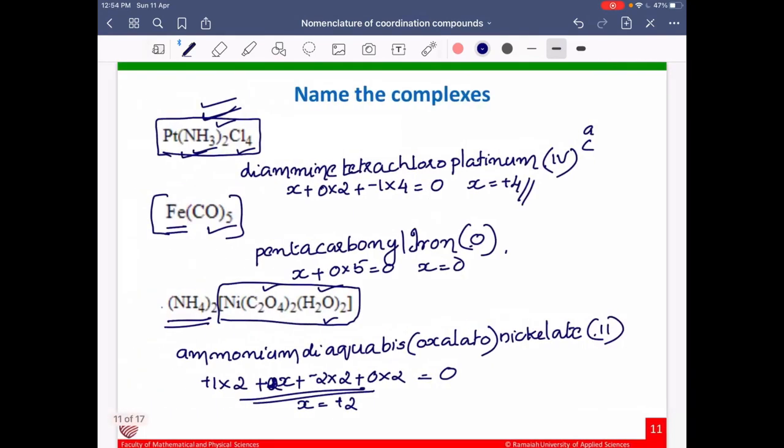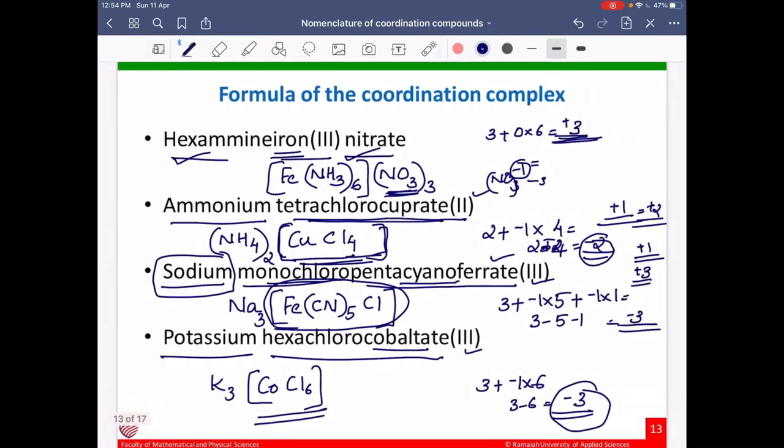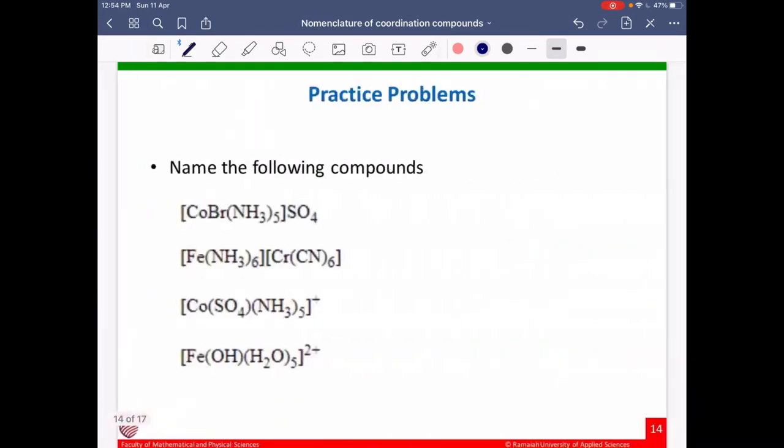Now we studied how to change the formula into the nomenclature, the name of the complex, and then the reverse. From the name of the complex, how to find the formula of the coordination complex. This much we studied. And now you can do the practice problems.